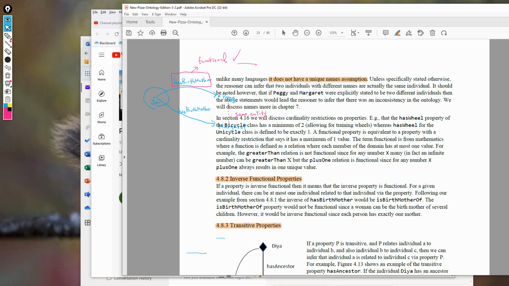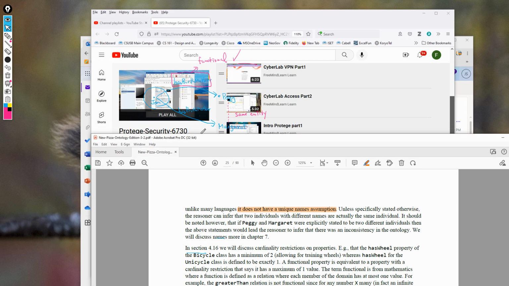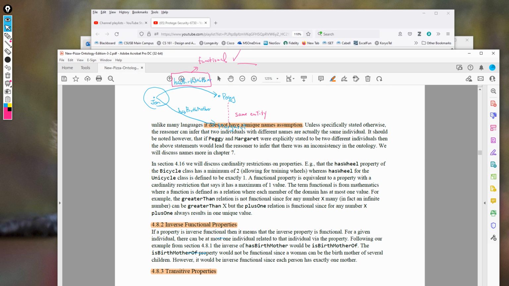In such a case, we can provide some constraints, like functional. If we declare hasBirthMother as functional, that means this property can only have one value. So when you have Peggy and Margaret, and you use hasBirthMother as functional, then your reasoner can infer that Peggy and Margaret are the same entity.